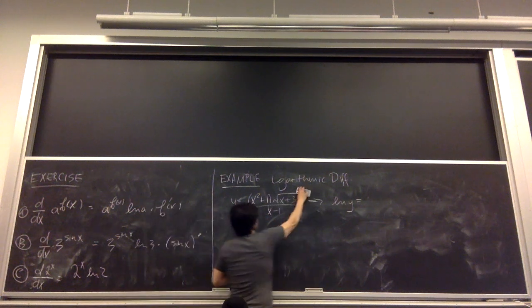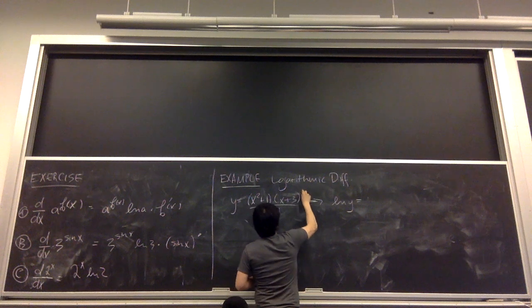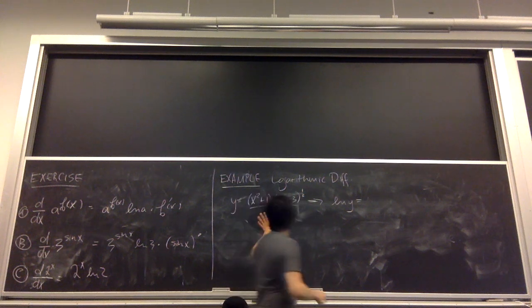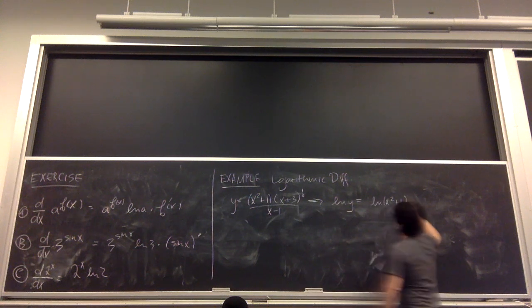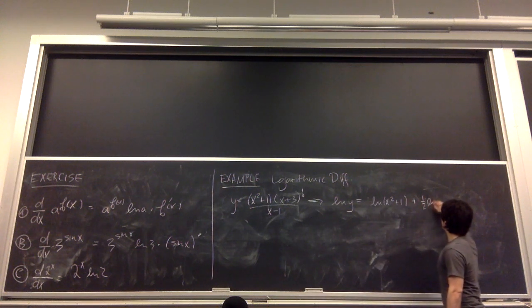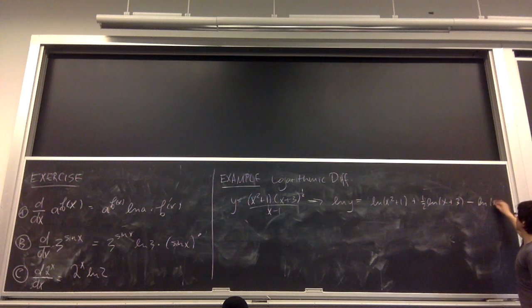So let me do this. Another way of looking at that is like that. Hopefully you'll understand what I write here. We're going to get ln of x squared plus 1 plus 1 half ln of x plus 3 minus ln of x minus 1. Okay?